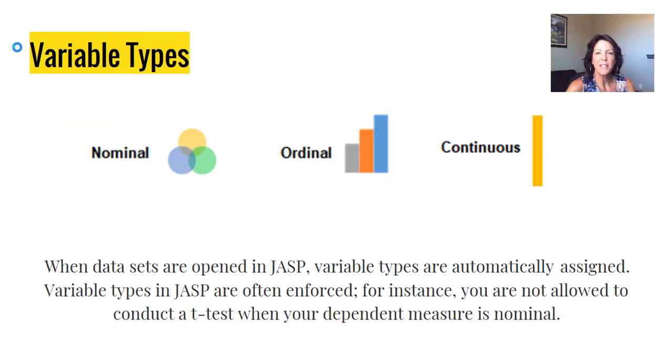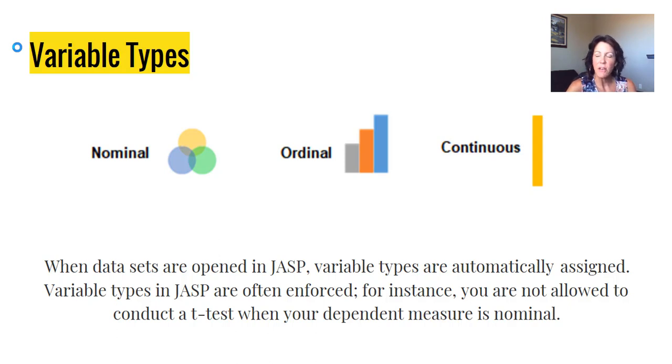JASP only recognizes 3 variable types. It categorizes the variables as either nominal, ordinal, or continuous. So nominal data are, as we've talked about, those separate categories, those groups that don't overlap. Ordinal data are those separate categories that don't overlap, but they have a certain order to them.